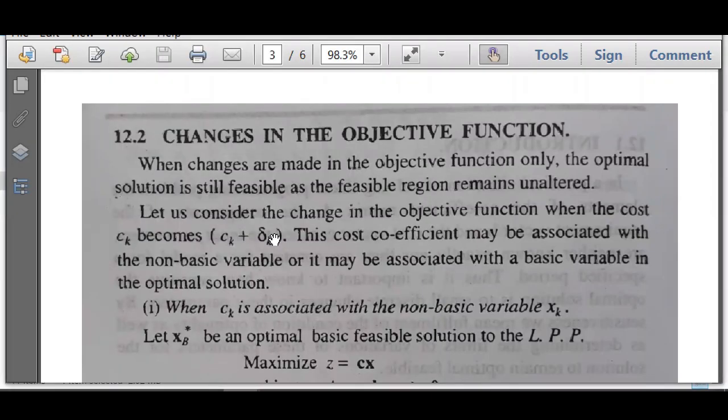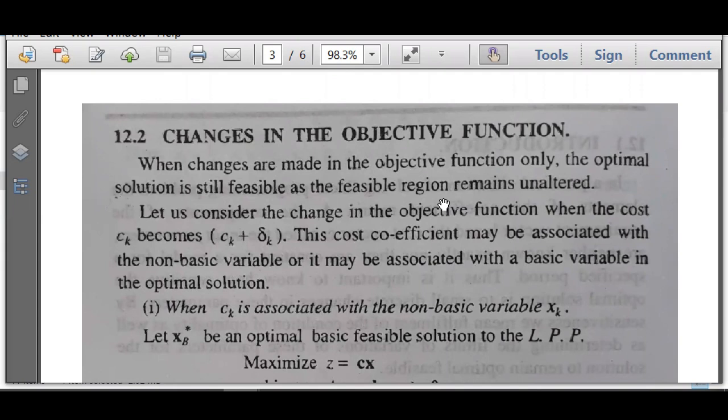So here I am just going to discuss the sensitivity analysis when there is a change in the objective function. That means here we are considering some changes we made in the objective function only, under the assumption that the optimal solution is still feasible, as the feasible region remains unaltered. That means the nature of the solution remains the same. The optimal solution remains the same.